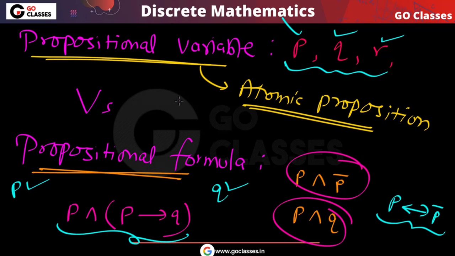Remember, every propositional variable is a propositional formula, but a propositional formula does not mean that it is a propositional variable. Like you can notice, this is a propositional formula. This is not a propositional variable. P is a propositional variable. Q is a propositional variable. Every propositional variable is a propositional formula, but you can create many more propositional formulas. So we have seen all the definitions.